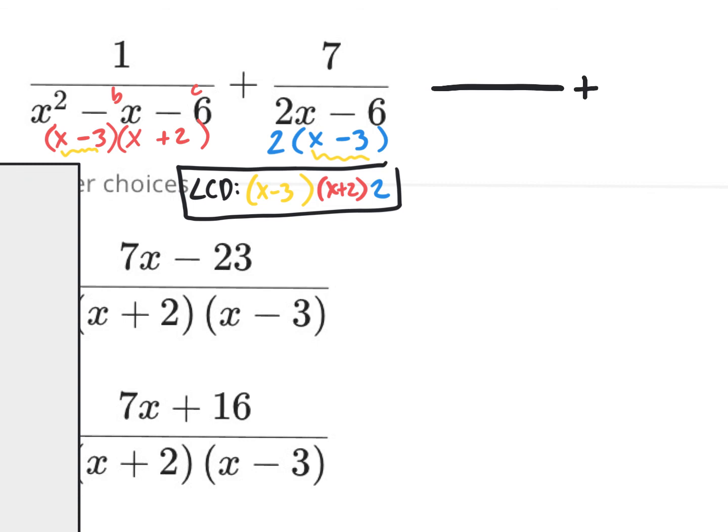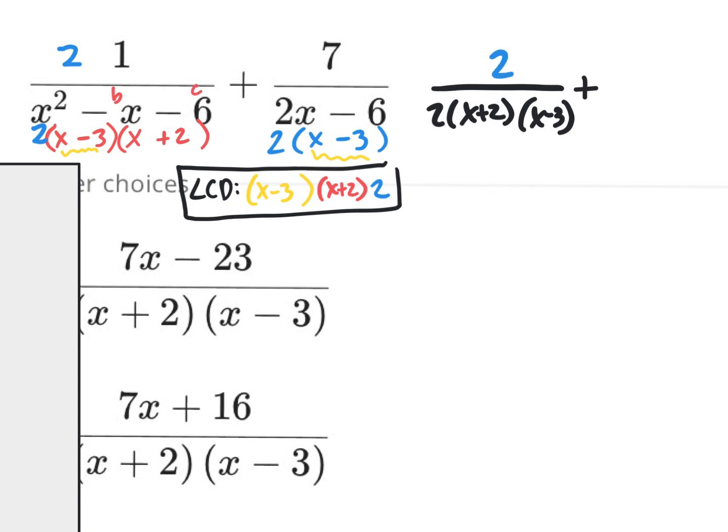I want to rewrite it having this LCD, 2 times x plus 2 times x minus 3. And how do I do that? Well, the first fraction has an x minus 3, and has the x plus 2, but obviously it's missing the 2. So I need to multiply by 2, both top and bottom, to be able to change it to my LCD. So I'll multiply by 2 up here, by 2 down there, and I will have a new numerator of 2.